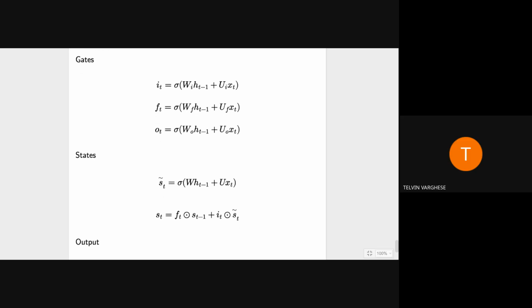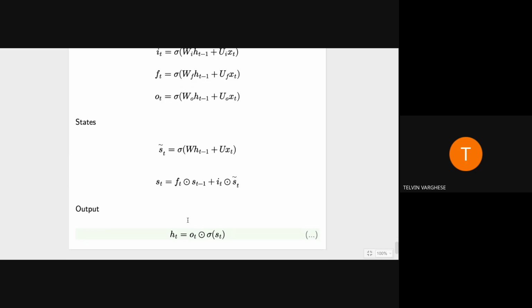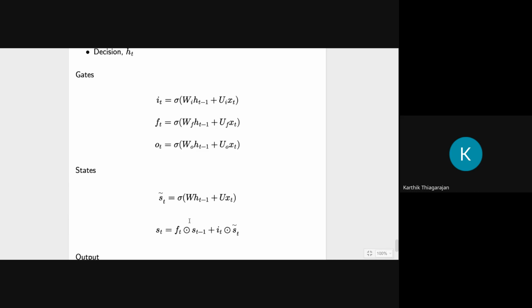And parameters are shared, right? Yes, WI, WF, WO, all these Ws are shared across time steps. So if there are 10 time steps, you don't have 10 different WIs. You only have one WI, which is reused in all 10 time steps.